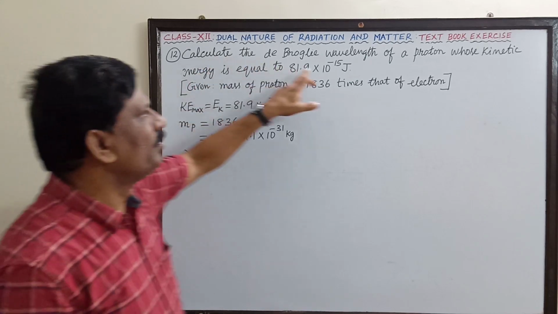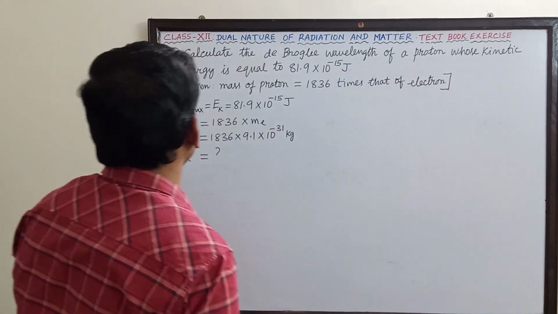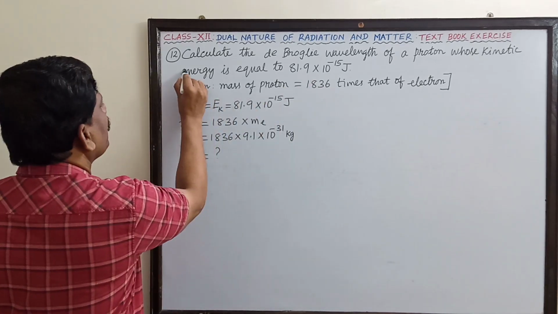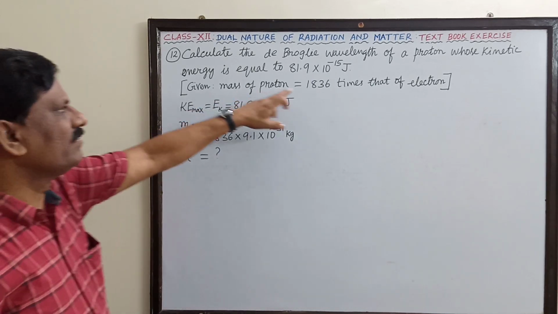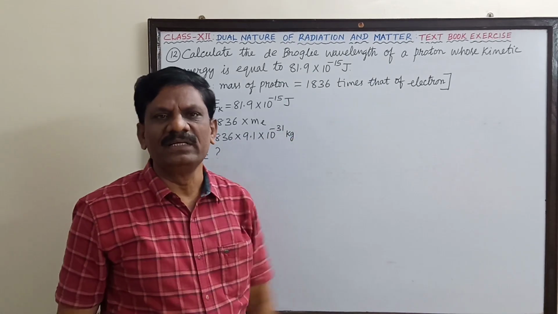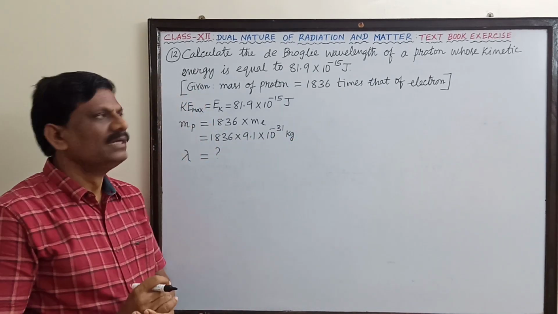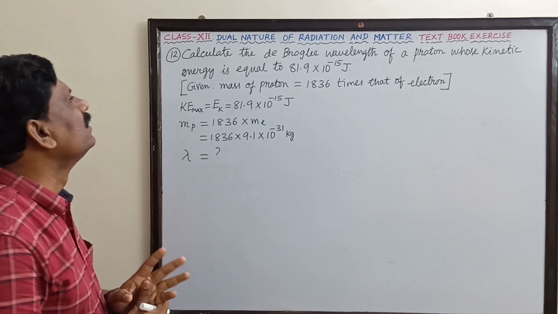Calculate the de Broglie wavelength of a proton whose kinetic energy is equal to 81.9 into 10 to the power of minus 15 joule. Given that the mass of the proton is equal to 1836 times that of the electron. Very direct question. Simple mathematical calculation only is required here.